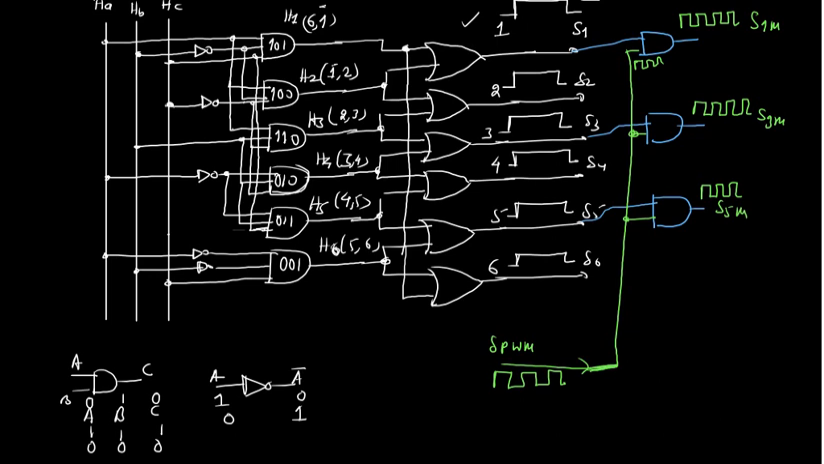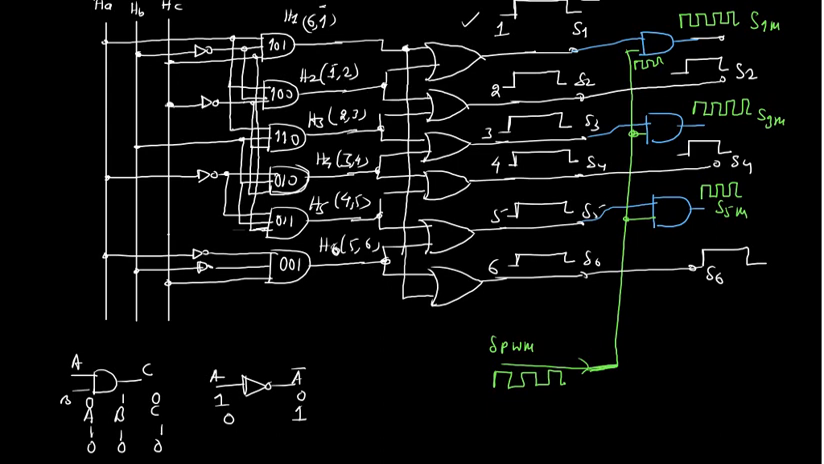And what about S2, S4, S6? They will remain as they are. So S2, whenever its turn will come, it will remain high. This is S1, this is S2, this one is S3, this is S4, this is S6 signal. Wherever its turn will come, it will remain high. Done? So let me go back.